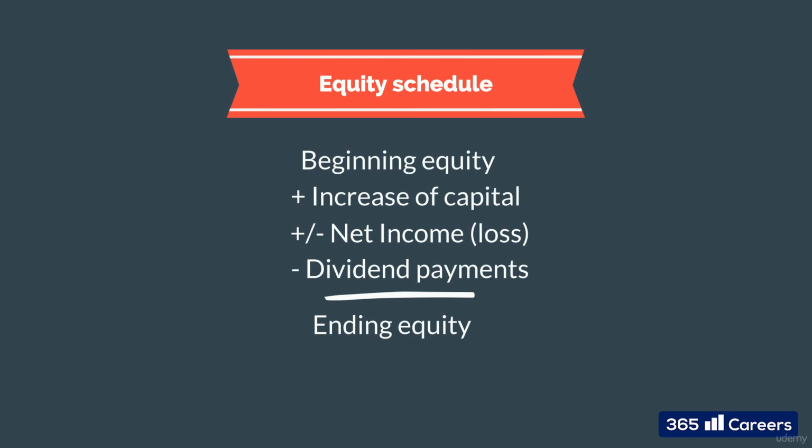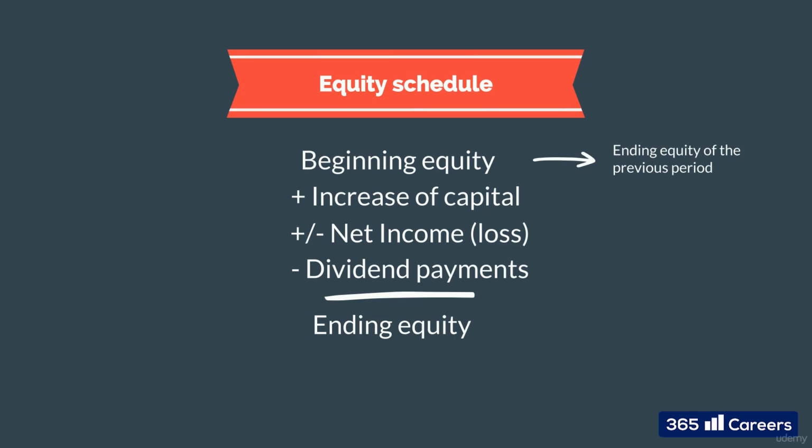The equity schedule of a company is influenced by the following movements: beginning equity, increases of capital by shareholders, shareholders providing fresh funds to the company, the net income or loss produced throughout a financial period, and dividends payments to shareholders. This gives us ending equity. The third component is one of the most important links between the income statement and the balance sheet. I'm sure at this point you understand that if we don't build the model correctly, respecting a certain logic, it won't balance. Okay, how are these lines forecasted?